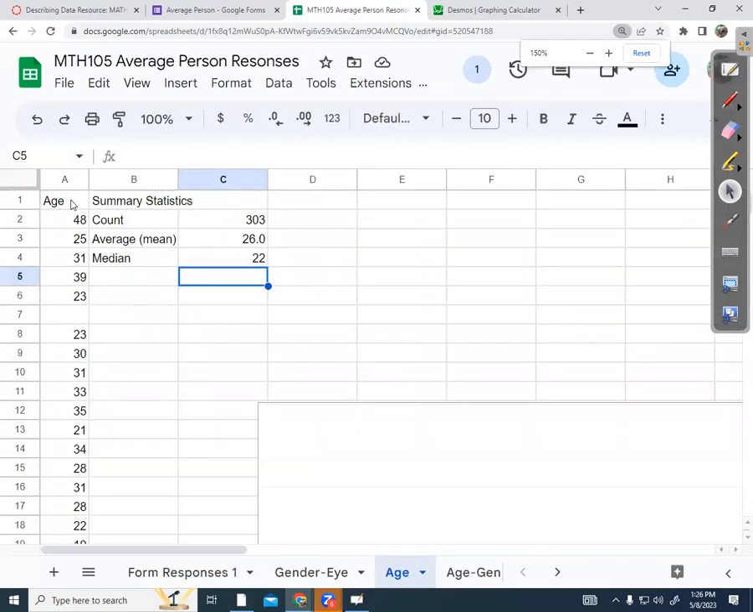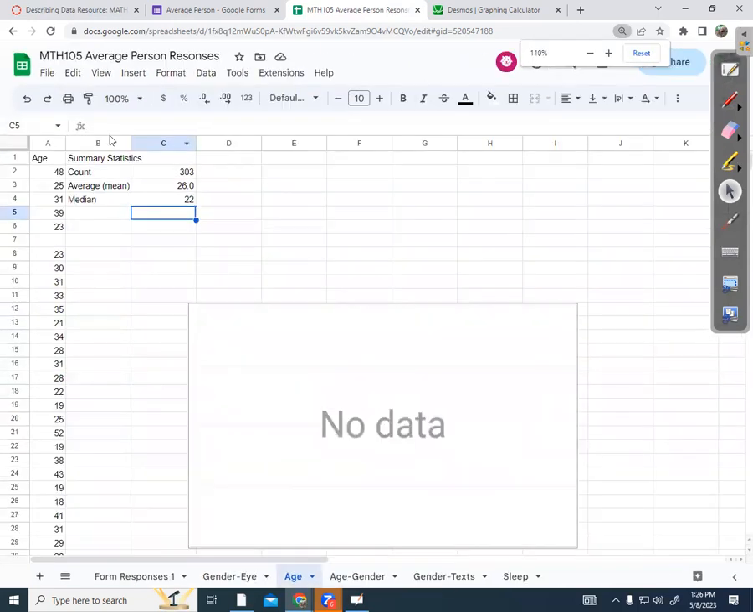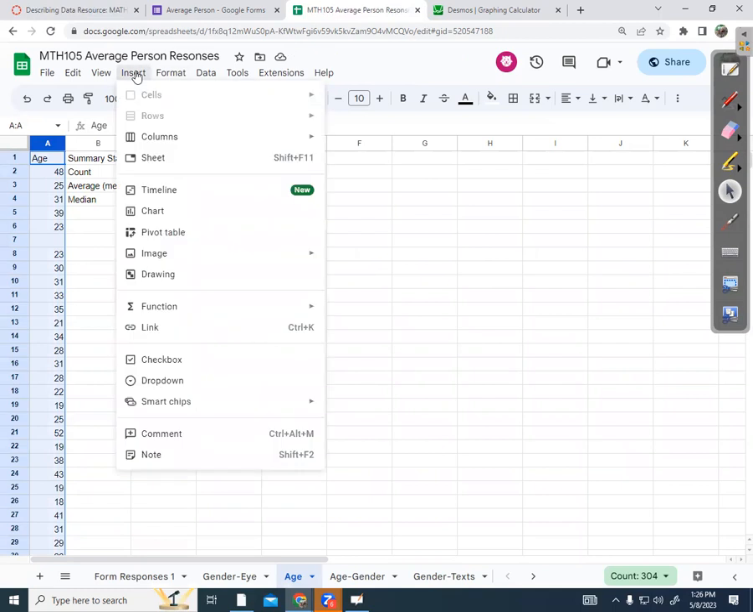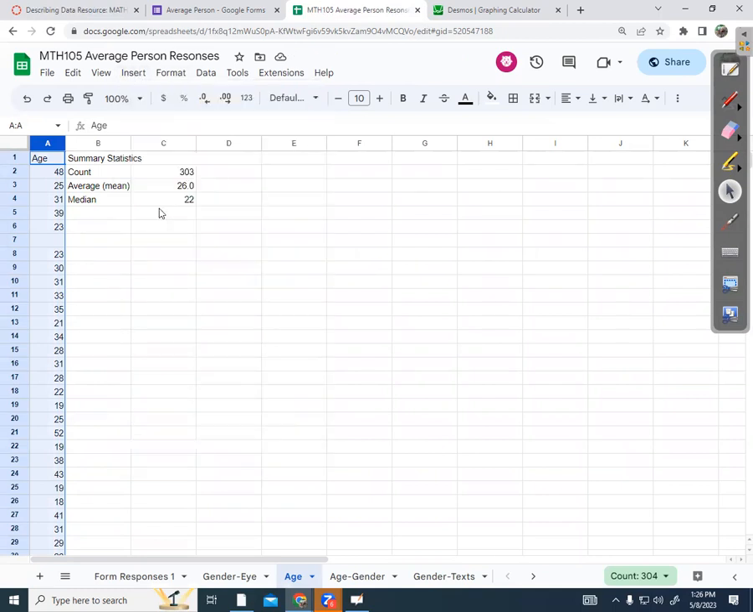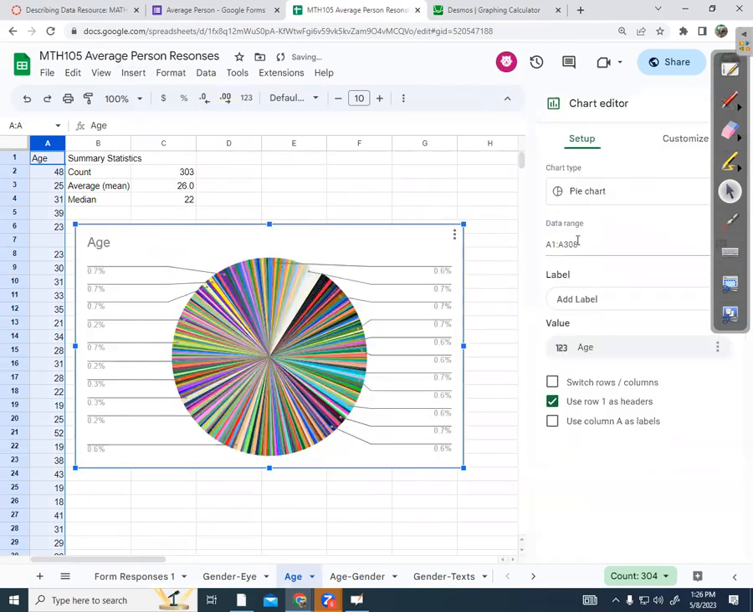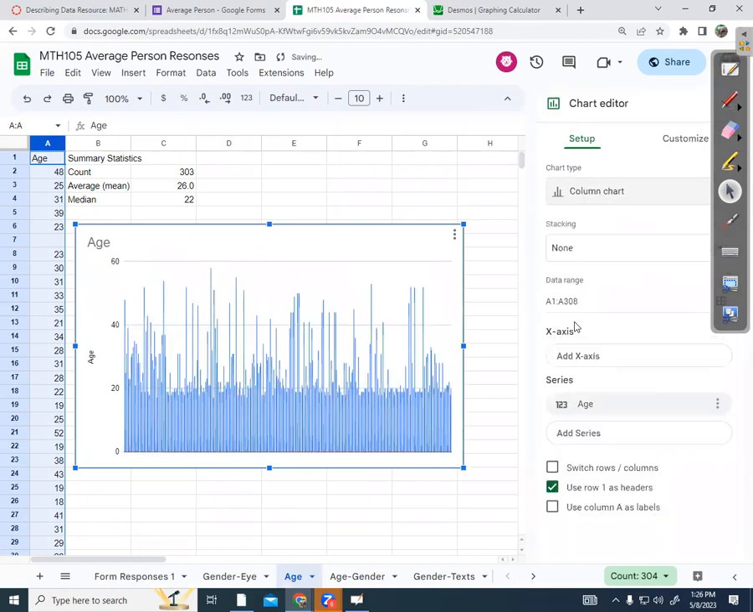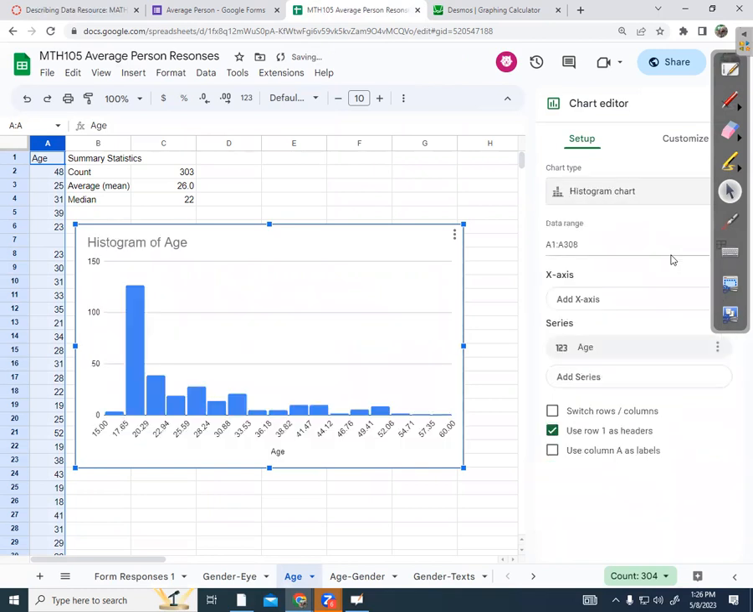Let's zoom out here. And oops, I messed up my graph. It's okay, we'll start over. What kind of graph should I make? I should make a histogram. So I'm going to insert chart. And it picked the pie chart. That's a nonsense pie chart. Would a bar chart be appropriate here? No, that's bad too. I want a histogram.